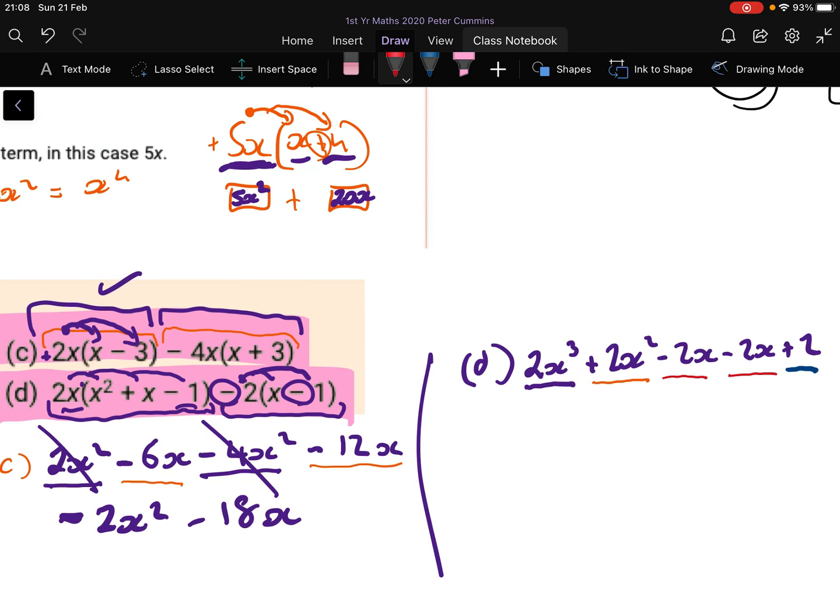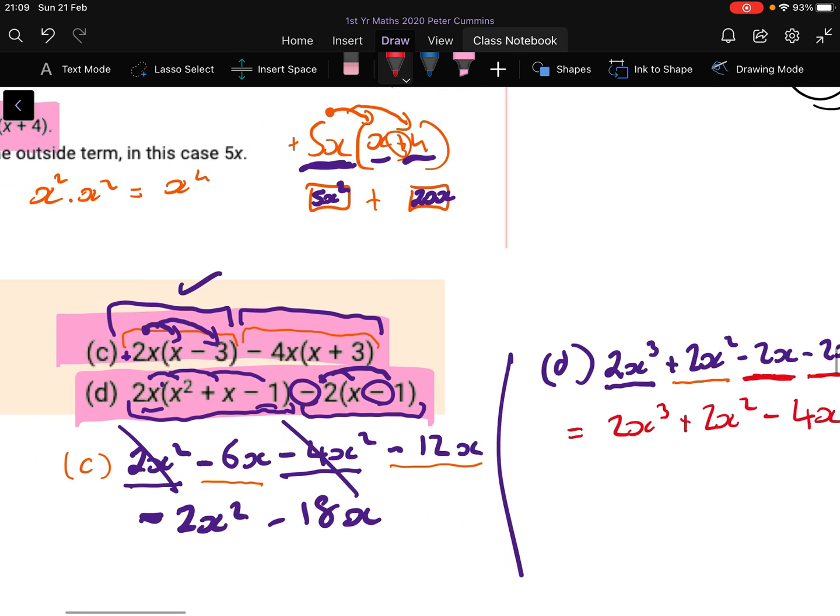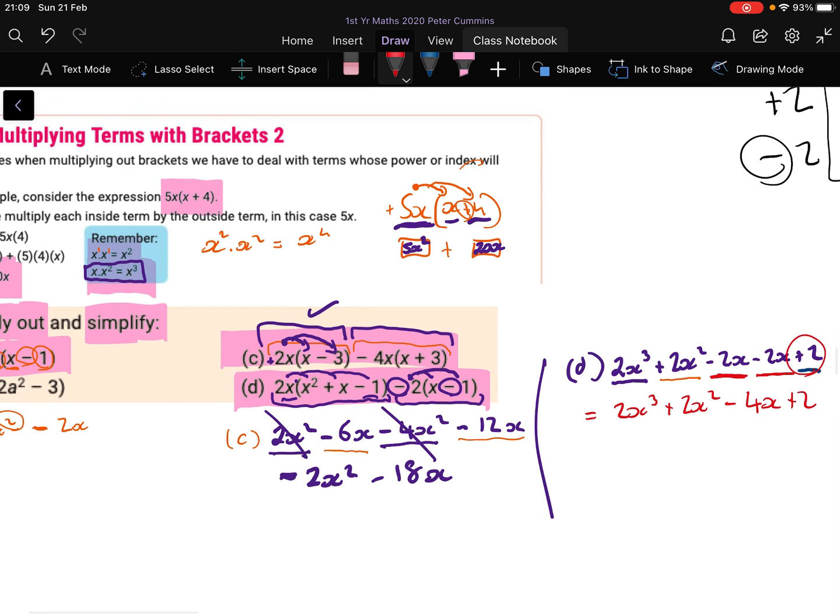Right, so let's draw them out. Well, 2x cubed is just going to stay as 2x cubed. Nothing I can do with that. 2x squared is just going to stay as 2x squared because I have no other x squareds. I have minus 2x, so I have minus 2 euros. I'm down 2. And I want to take away another 2. So that's minus 4 x's. And the 2, I have nothing else to add to that, so just plus 2. Done.